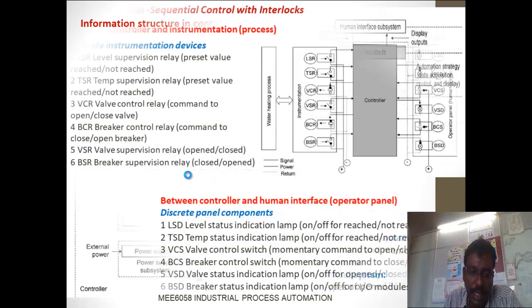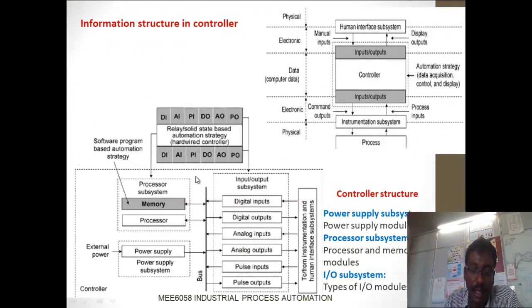So if you come to the next category, controller structure. What is the detailed control structure here? This detailed control structure is categorized here, and the controller is there. There are three categories of subsystems: one is the power supply subsystem, one is the processor subsystem, and another is the IO subsystem. This is the IO subsystem, this is the processor subsystem, and this is the power subsystem.